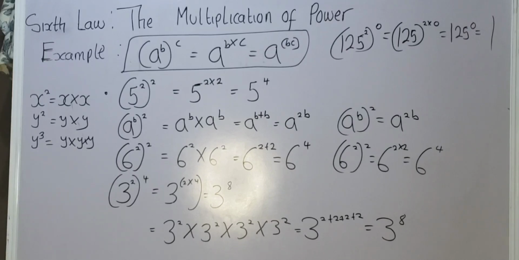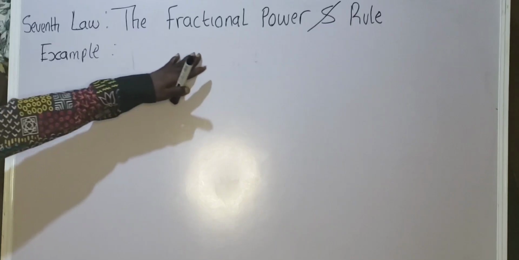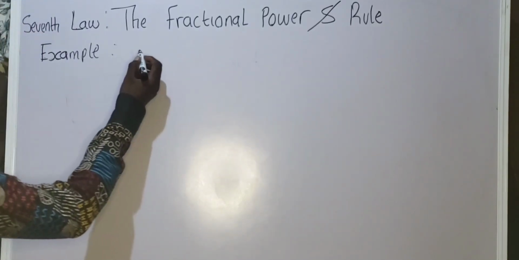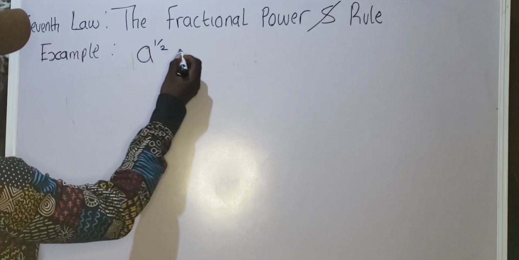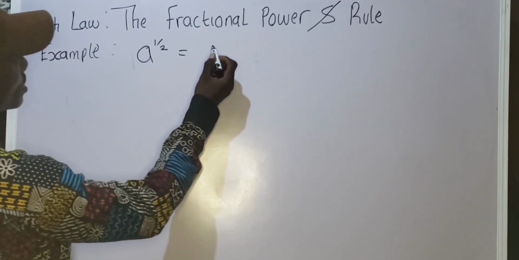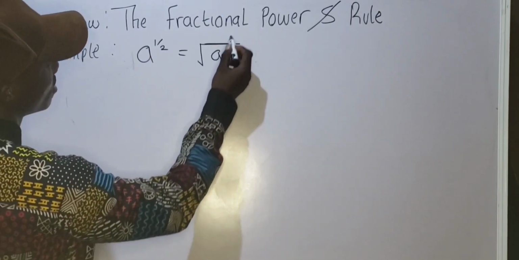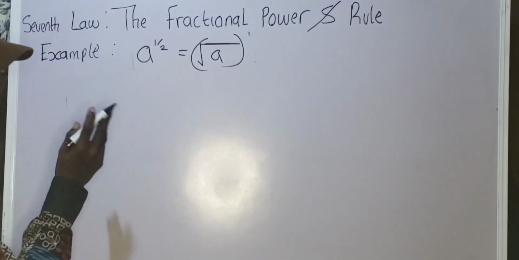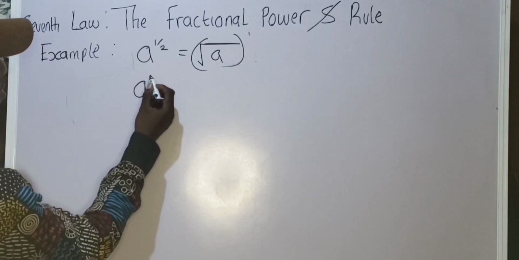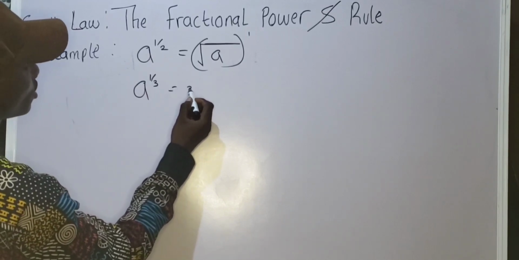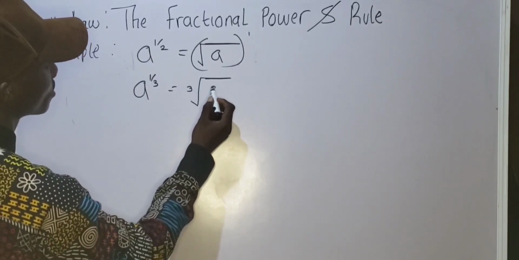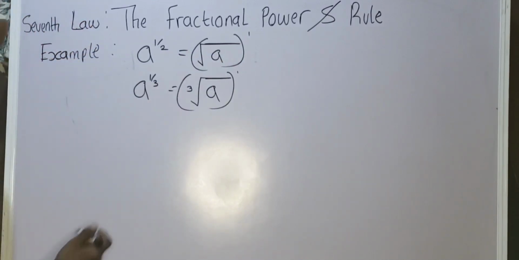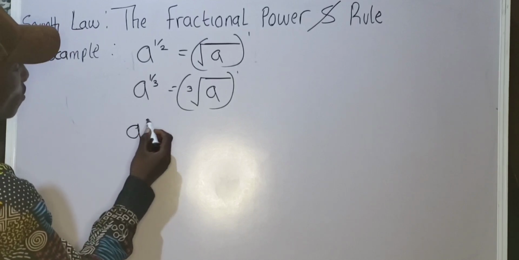Let us proceed to the 7th law. Fractional power rule. Okay, if we have a raised to the power of 1 over 2, this is also the same thing as what? The square root of a raised to the power of 1. You understand? Now, please, I want you to pay attention. If we have a raised to the power of 1 over 3, that will be the cube root of a raised to the power of what? 1. Do you understand?